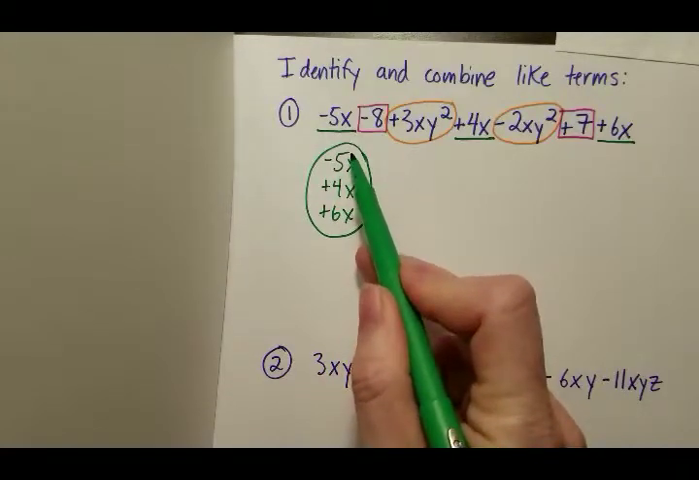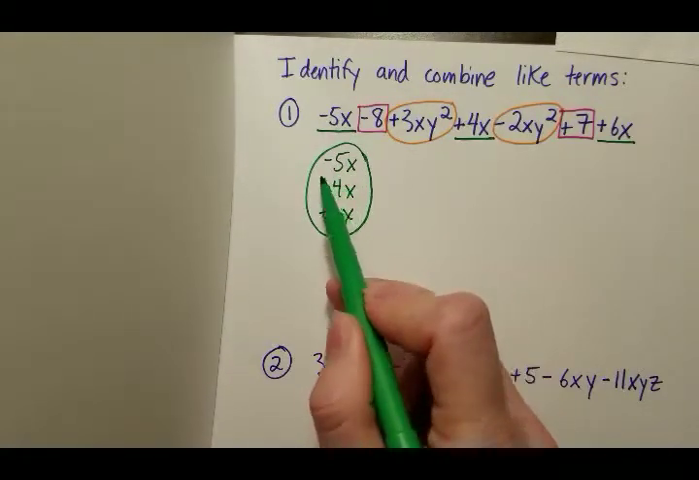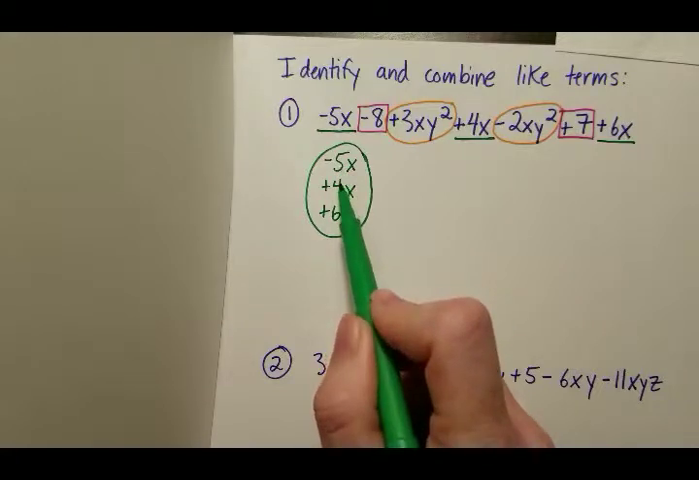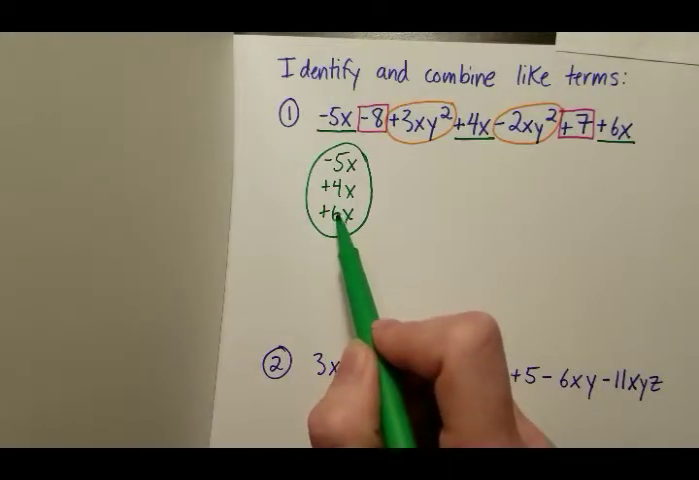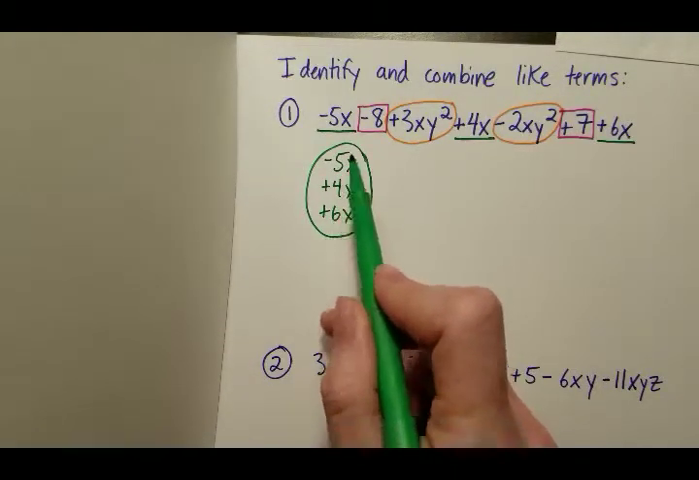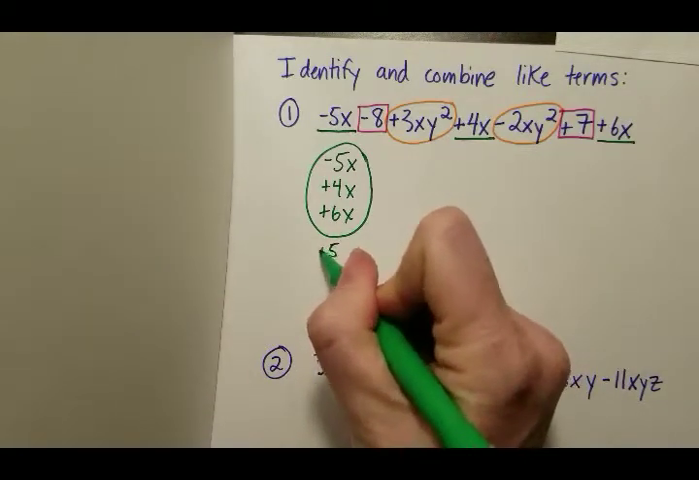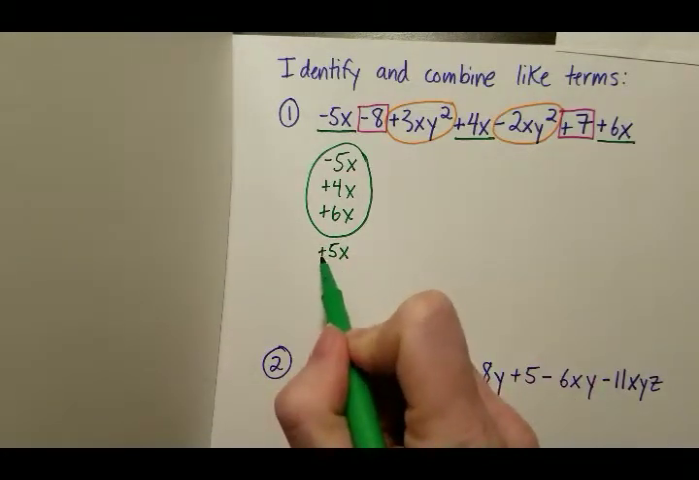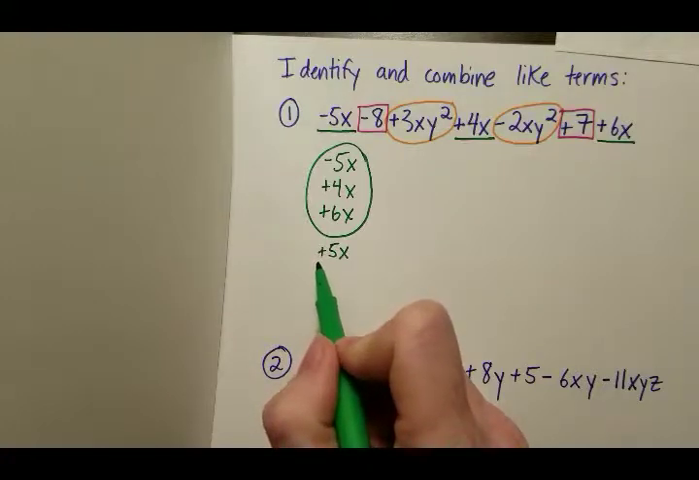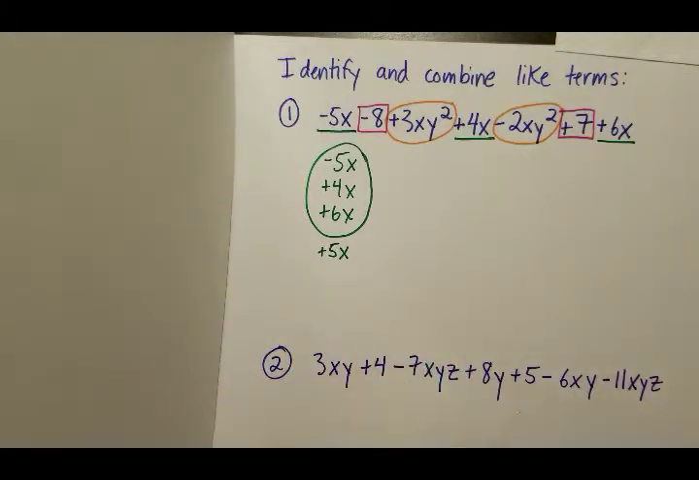The coefficient is the number to the left of the variable. So negative 5 plus 4 plus 6. Let's see, 4 and 6 make 10, minus 5 gives us plus 5x. I always like to write the sign, plus or minus, for these because it helps you remember what's going to happen when you put them together.